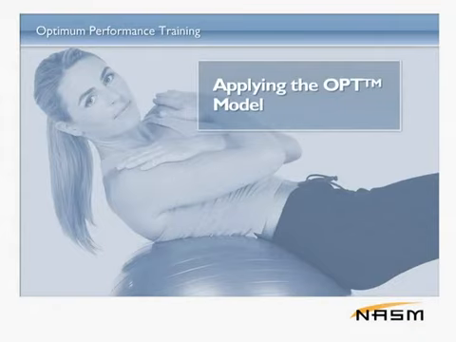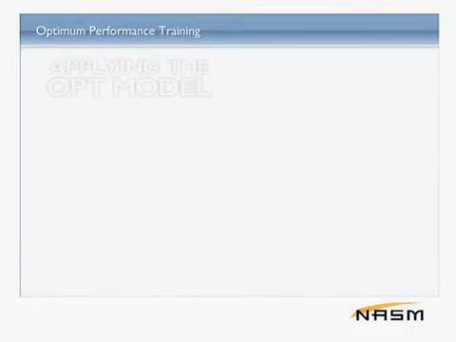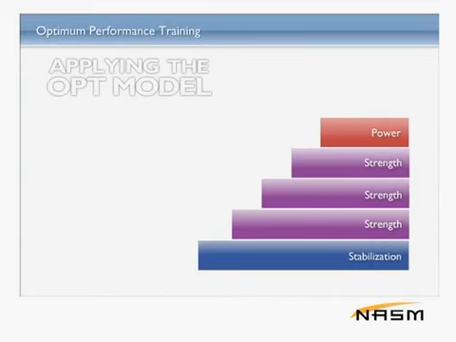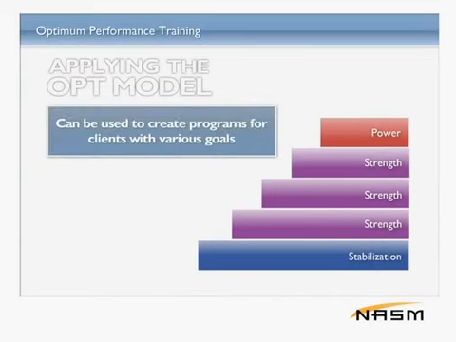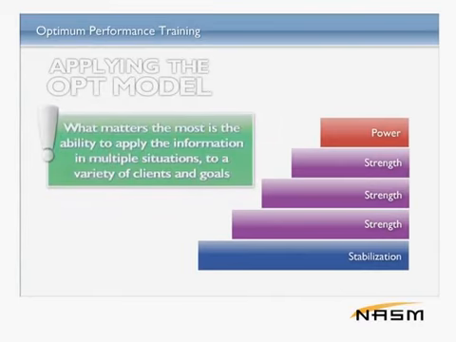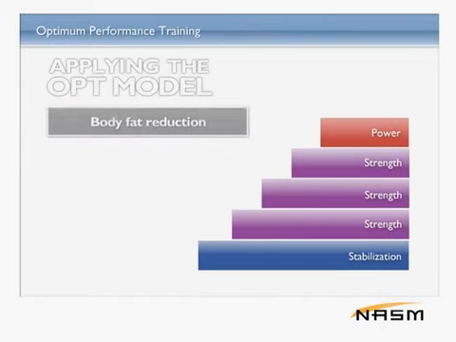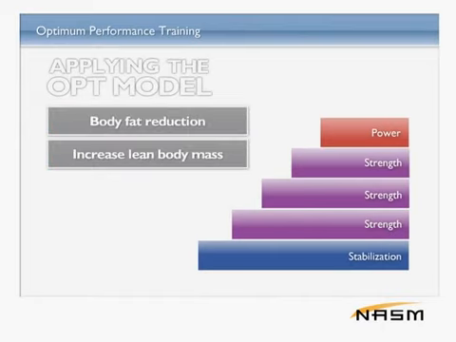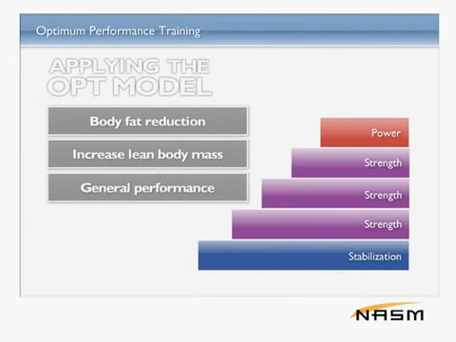Applying the OPT model. The OPT model is a proven, easy-to-use system of periodization that can be used to create programs for clients with various goals. While the understanding of these concepts is paramount, what matters the most is the ability to apply the information in multiple situations to a variety of clients and goals. These include body fat reduction, increase in lean body mass, and general performance.